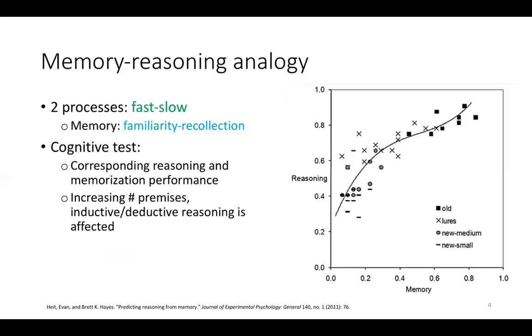Regarding the correspondence between memory and reasoning, I think much evidence from neuroscience literature indicates that there are a lot of similarities. For example, in reasoning, we have two processes, fast and slow. In memory, we also have two similar kinds of processes, familiarity and recollection. Familiarity is very quick, while recollection of the knowledge or concept is often very slow. And many cognitive tests show that when you increase the difficulty of memorization tasks, the performance of reasoning is also reduced. And if you look at the graph here, there's always a correspondence between the performance of reasoning and memorization of individuals in cognitive tests.